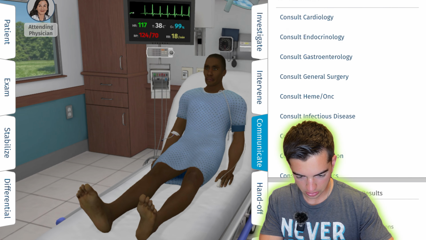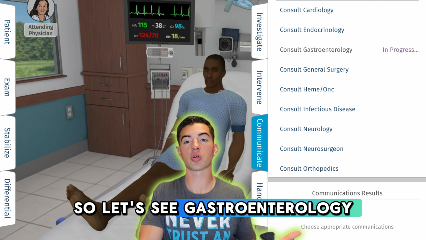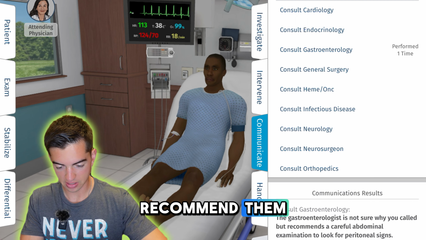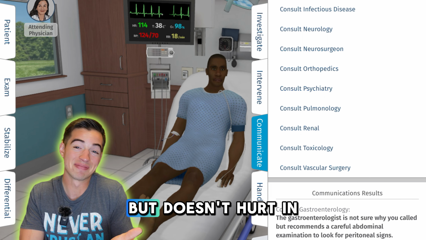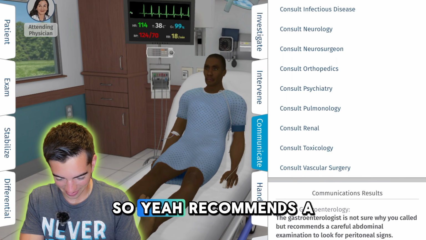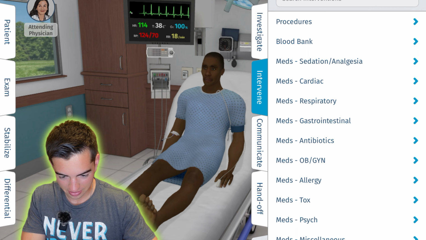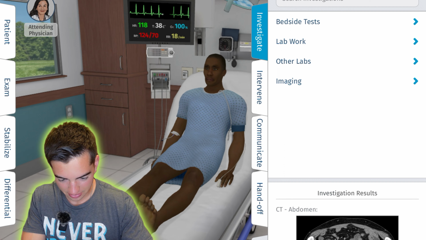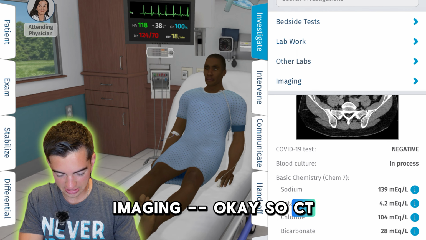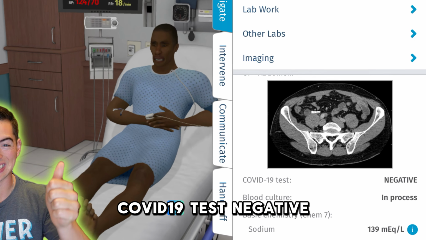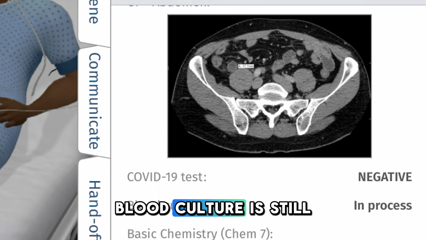Communicate. So let's see. Gastroenterology, probably wouldn't need to recommend them. That's kind of excessive, but doesn't hurt in the game. So yeah, recommends a careful abdominal examination. Yep, makes sense. Imaging, okay. So CT of the abdomen. COVID-19 test, negative. Hurrah. Blood culture is still in progress.